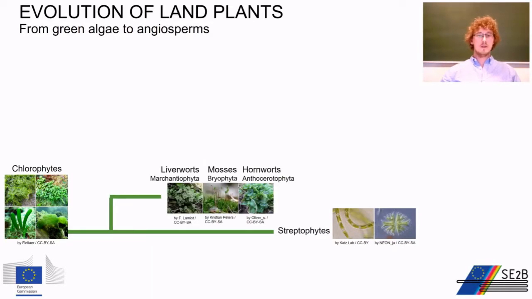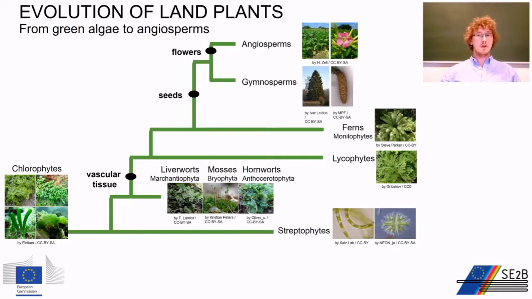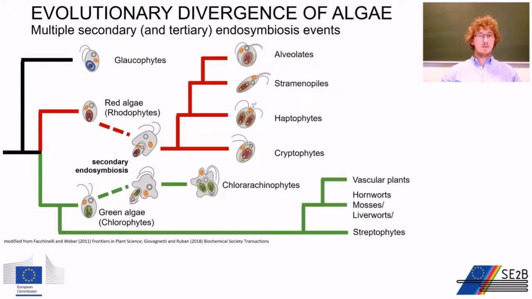From these developed the liverworts, mosses, and hornworts, which we still call very basal plant species. Further in the development, vascular tissue developed, which gave rise to the lycophytes and the true ferns, or monilophytes. From that, the seed plants emerged, what we now call the gymnosperms, and also the angiosperms. The angiosperms are also called flower plants. For simplicity of this talk, I will refer to all higher plants as vascular plants, and specifically when we go into details of the LHCs. So for now, this is the basic overview of the evolution of algae to land plants that we need.